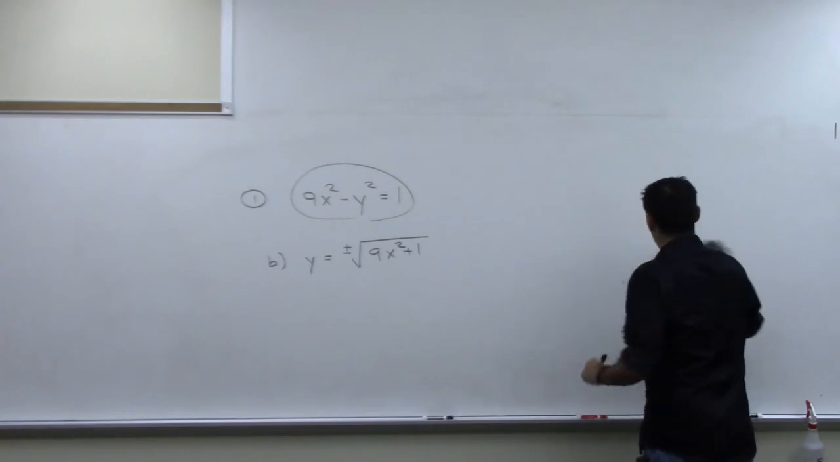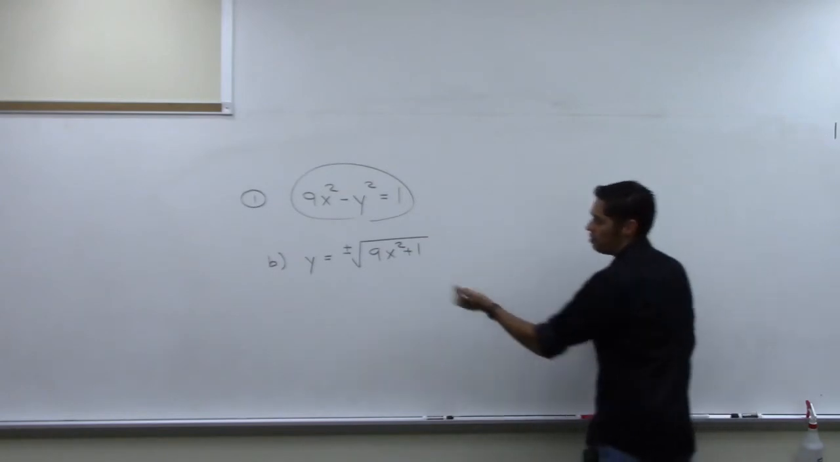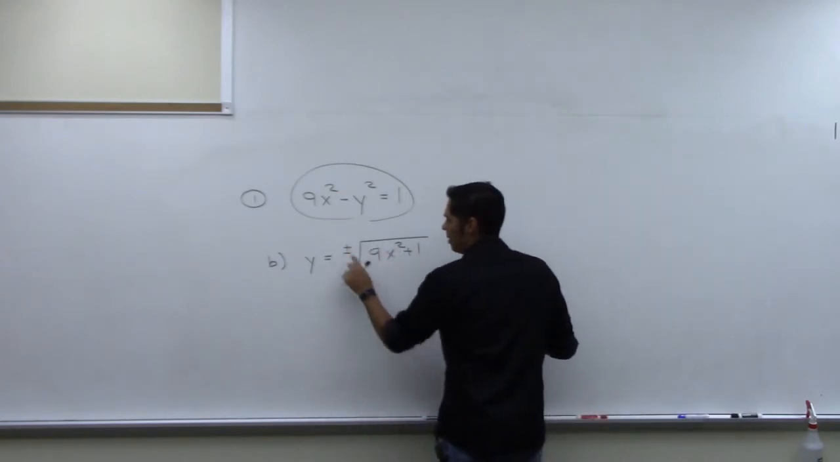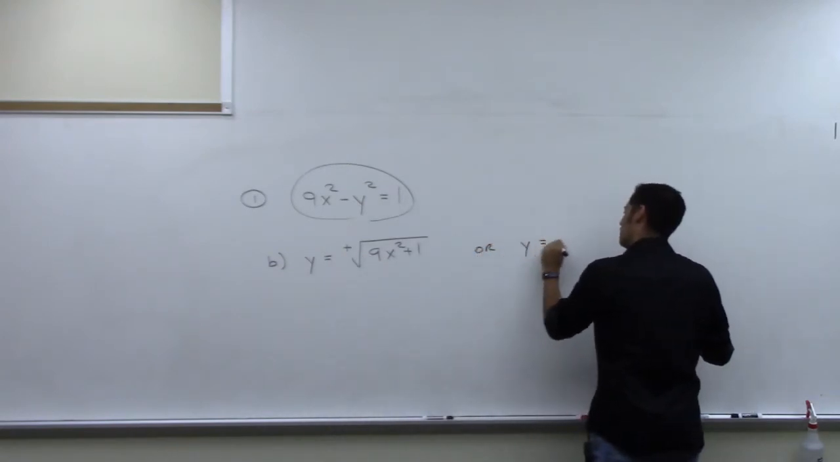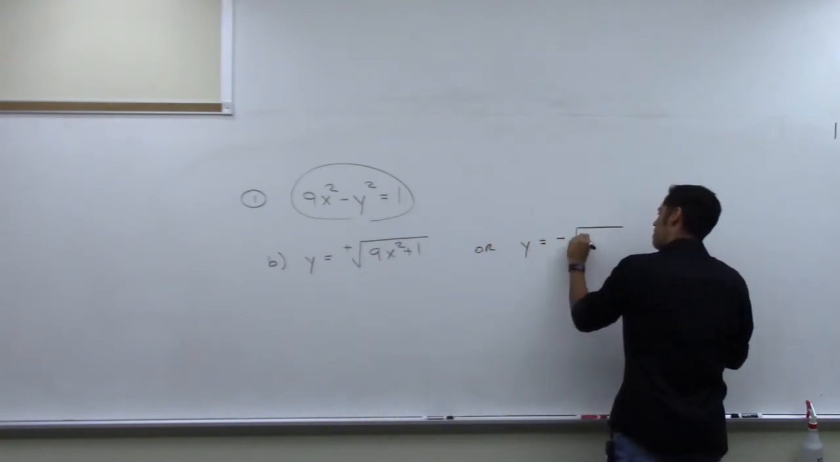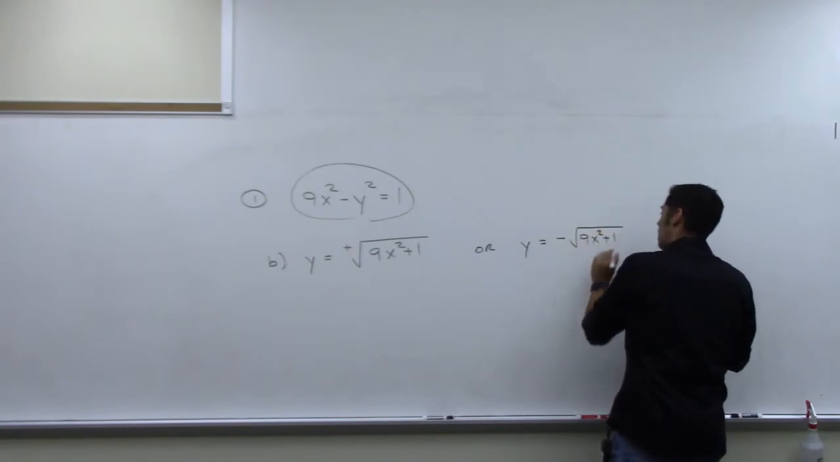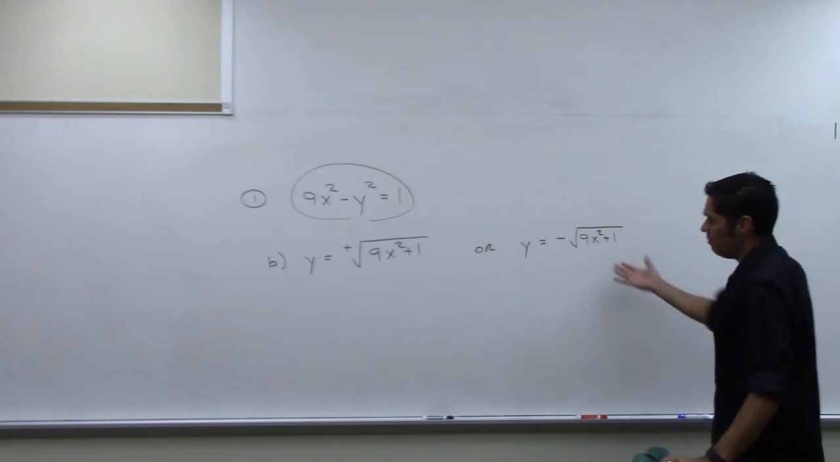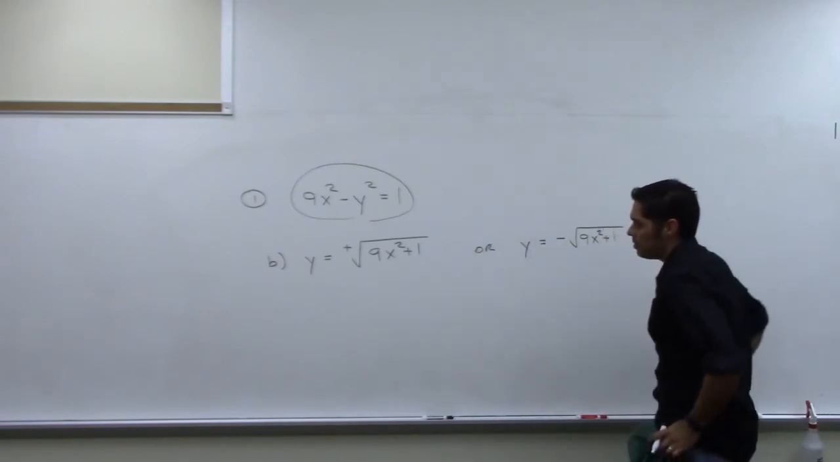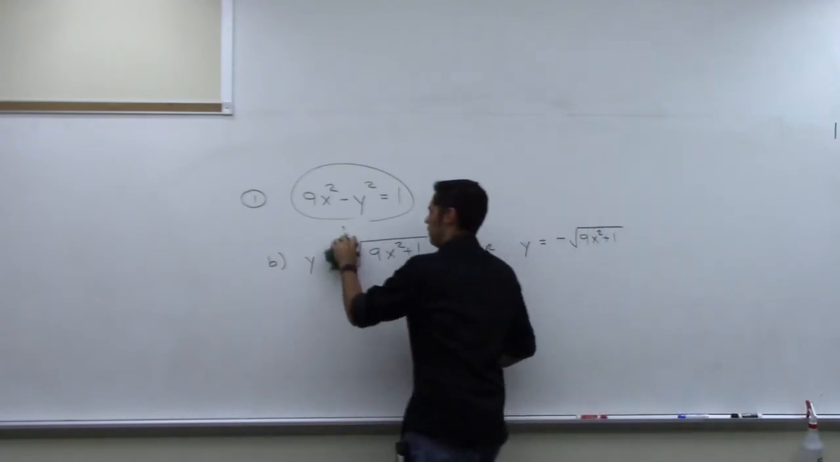So let me go and do this, and what I'm going to have to do is two different cases. I'm going to do the plus and the minus. So I'll do the plus here, or we can do y equals negative root 9x squared plus 1. Now all they're doing for part B is just showing you that if you do it the other way, which is this way, we should get the same answer. So I don't need the plus here.